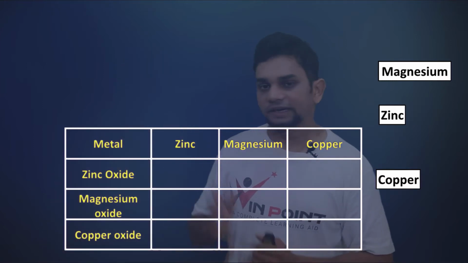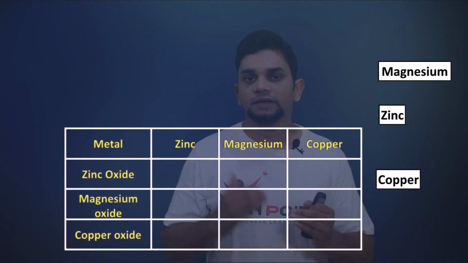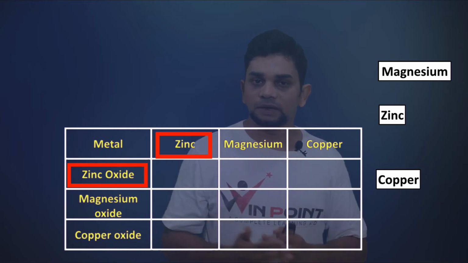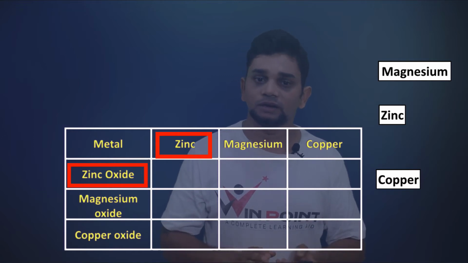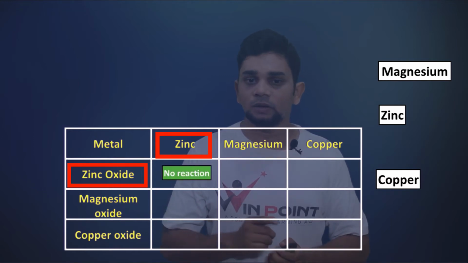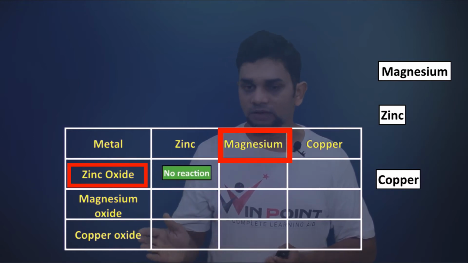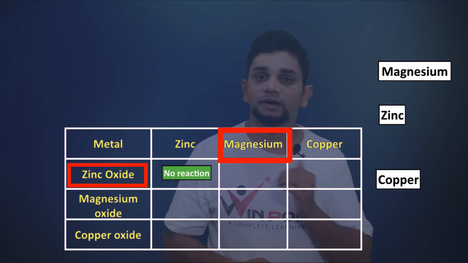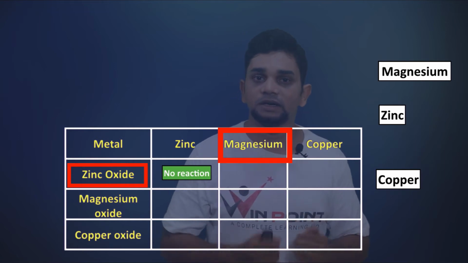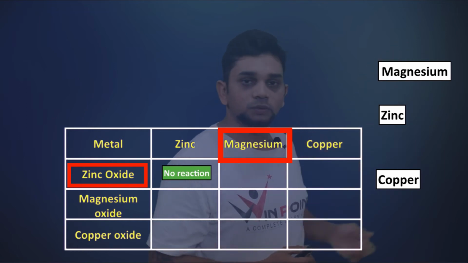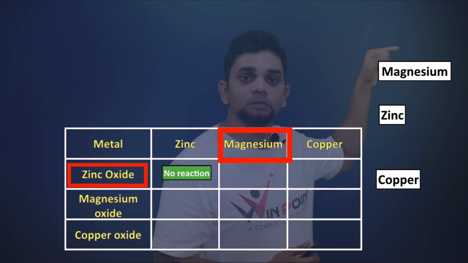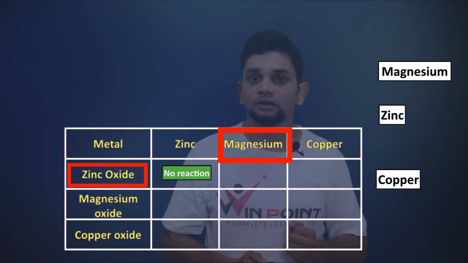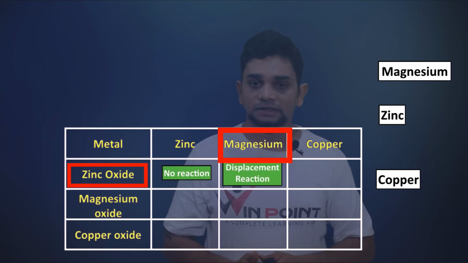Zinc oxide. When we are heating zinc oxide with zinc, both are the same metal, so there won't be any reaction, so we can write no reaction. And zinc oxide with magnesium. In this case, we need to compare the reactivity of magnesium and zinc. Which is more reactive, magnesium or zinc? In the list, which one is more reactive? Magnesium is more reactive. So magnesium can displace zinc from zinc oxide. So there will be displacement reaction.